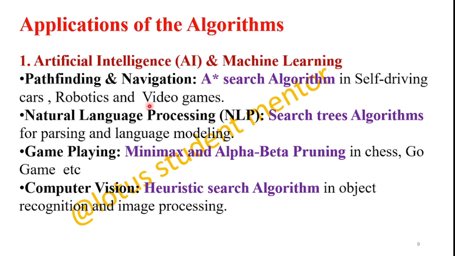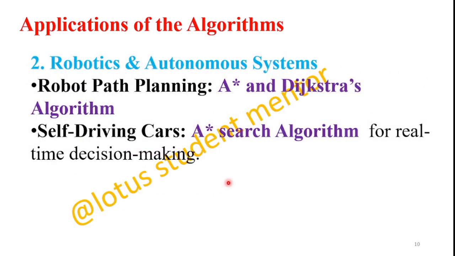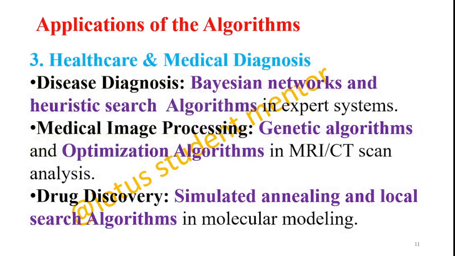Now pathfinding and navigation, especially in artificial intelligence and machine learning, requires a search algorithm, whereas natural language uses search trees, game playing uses minimax and alpha-beta pruning, and computer vision uses heuristic search algorithms. Coming to robotics and automation systems, again A star and Dijkstra algorithms for robot path planning, and self-driving cars again need A star search. Third, healthcare and medical diagnosis: for disease diagnosis, Bayesian networks and heuristic search; medical image processing, genetic algorithms and optimization algorithms; whereas drug discovery uses simulated annealing and local search algorithms.